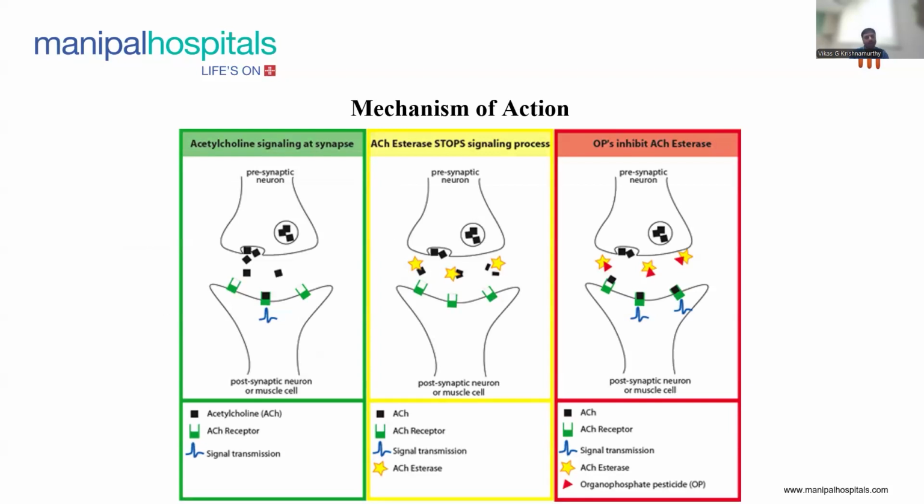Coming to mechanism of action, what you see here is acetylcholine released from the presynaptic neuron binds to the receptors on the postsynaptic cell and causes normal signal transmission. Acetylcholinesterase in the synaptic cleft rapidly breaks down acetylcholine, stopping the signal. The OP compound inhibits the acetylcholinesterase, so acetylcholine accumulates and overstimulates receptors, producing cholinergic excess symptoms.